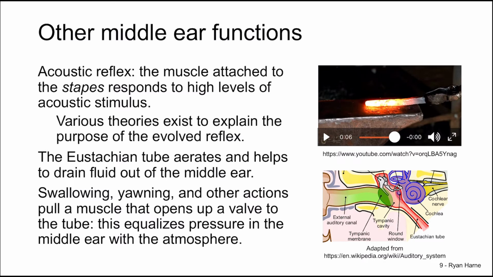So if you ever take off in a plane and you start to feel pressure in your ear, this is due to the fact that the pressure in the middle ear is less than the pressure in the environment of the plane. So by yawning or swallowing or whatever it takes to trigger that fluctuation of the eustachian tube, it helps equalize the pressure from the eardrum side to the middle ear. And that's another important function of the middle ear.